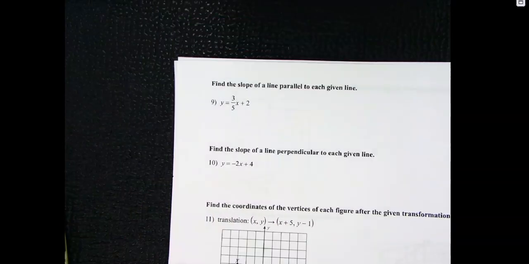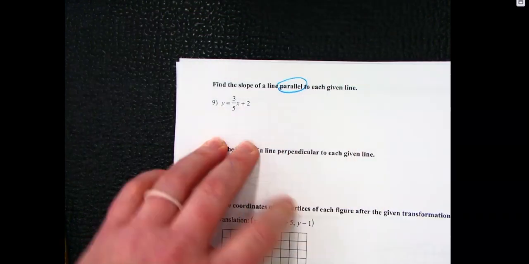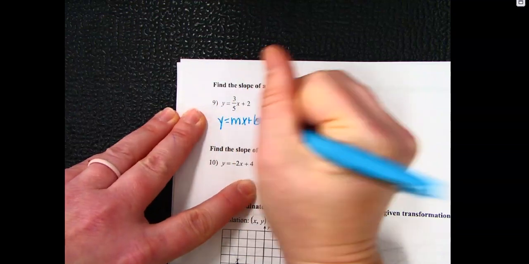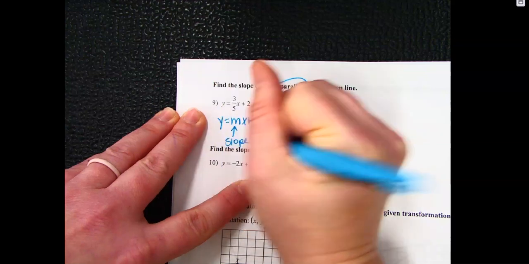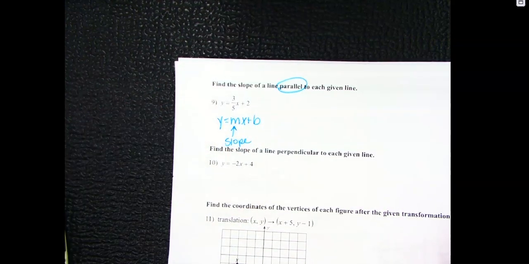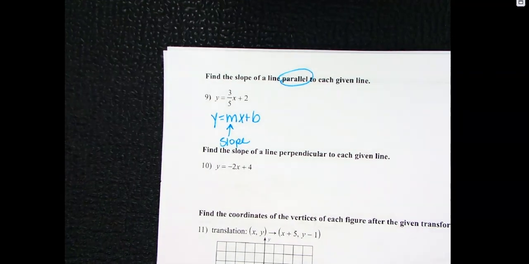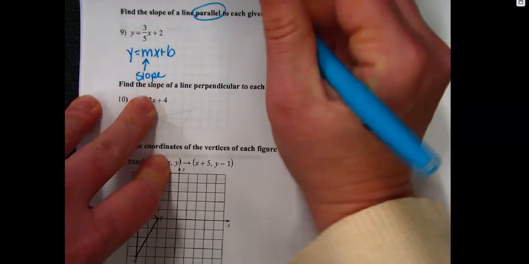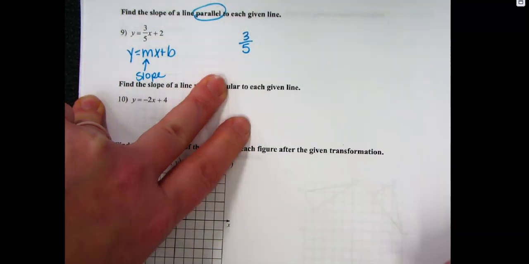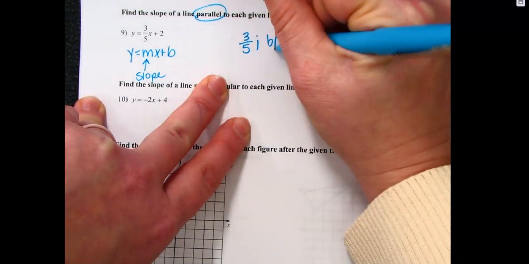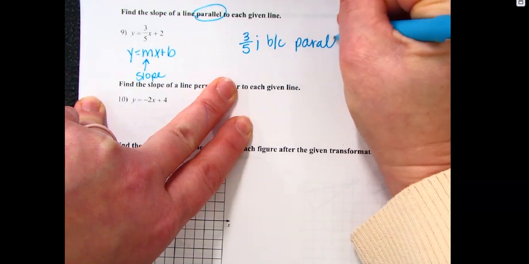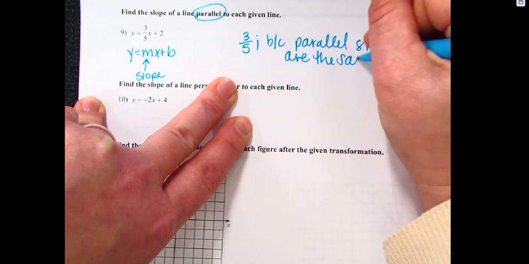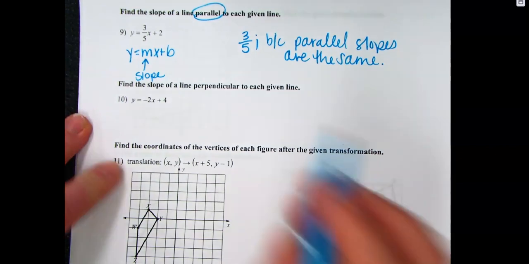Now, on this problem number 9, you're looking for parallel slope. Parallel slope is the same slope. If you remember, this is in y equals mx plus b form. M is your slope. We are not worried about the y-intercept, not even paying any attention. It does not matter to us. We're strictly talking about the slope. So if the slope is 3/5, then our slope is also going to be 3/5 because parallel slopes are the same. Okay, versus it being perpendicular.